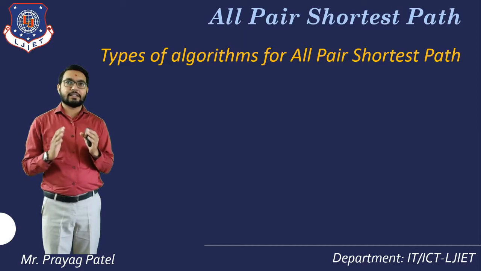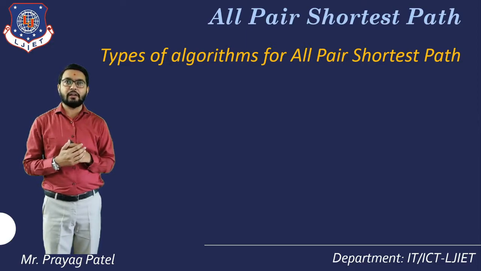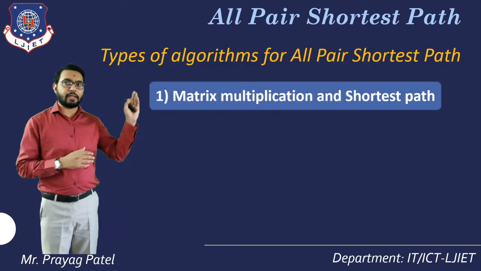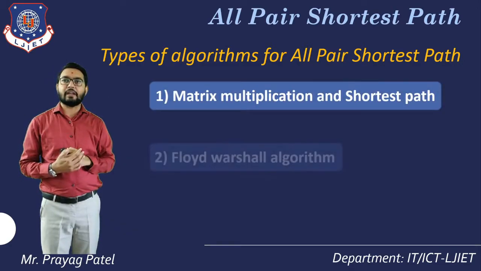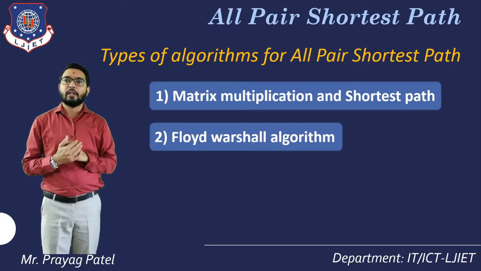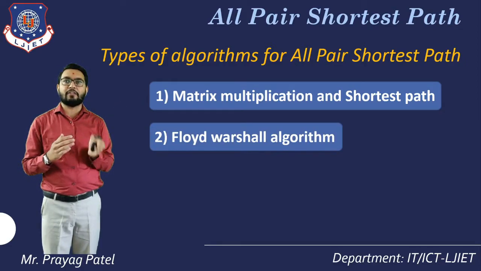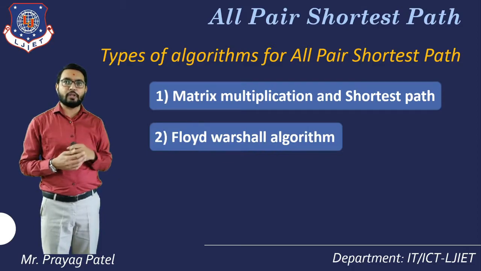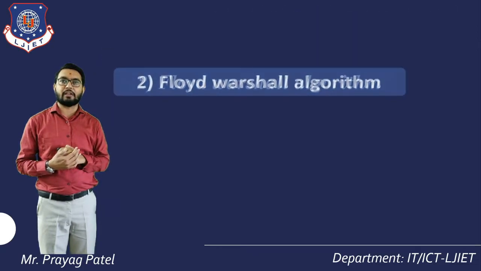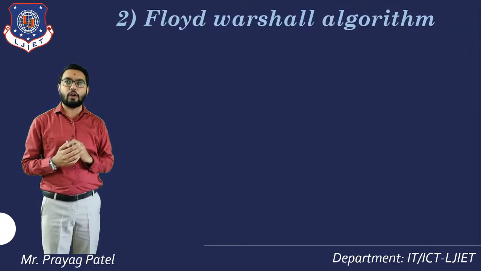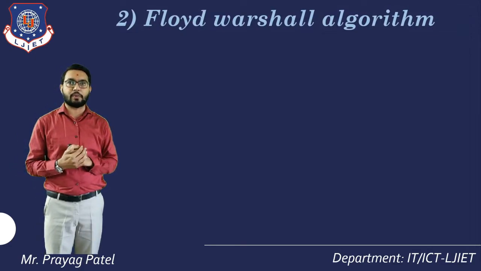We already discussed there are two methods for the all pair shortest path. The first one is matrix multiplication and shortest path, and the second one is the Floyd Warshall algorithm. We already discussed the first method, matrix multiplication and shortest path, in our previous video lecture. Now in today's video lecture, consider the second method, the Floyd Warshall algorithm, for finding the all pair or all point shortest path.